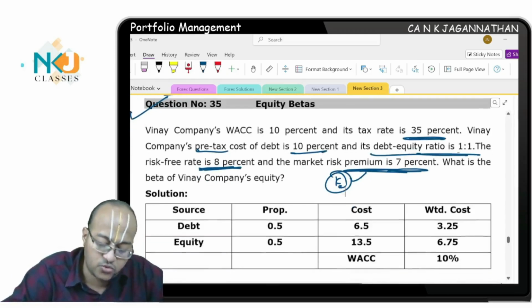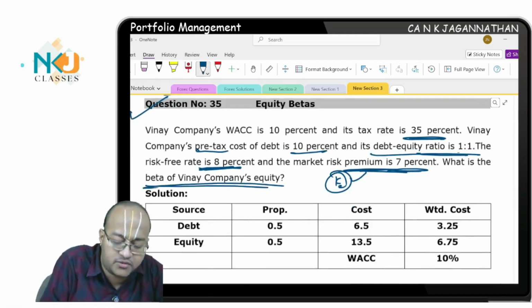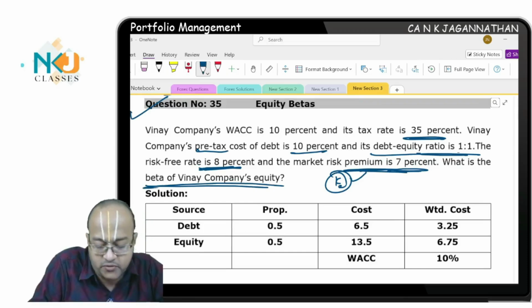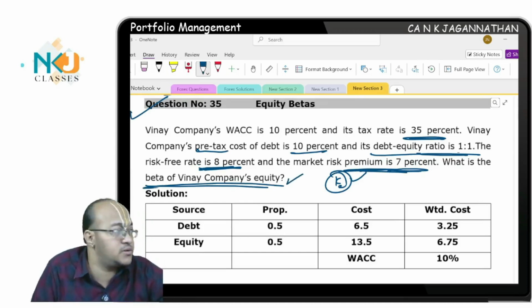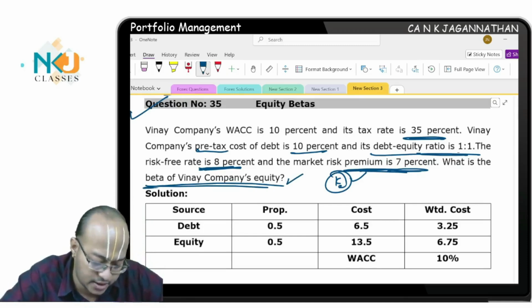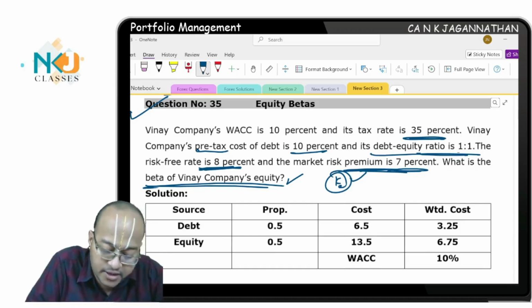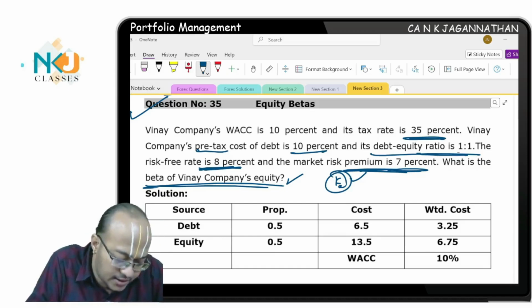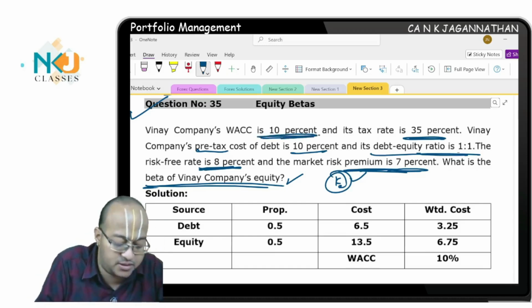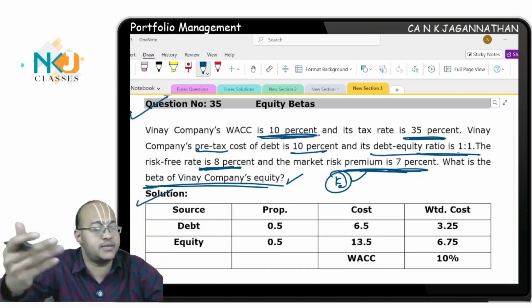So what is the beta of the company's equity? This is a reverse working question. You need to find out beta, but KE you will find out first, then you will find out beta. Are you understanding? How to find KE? WACC data is given. WACC is given as 10%, which means just substitute, and you will get the balancing number as KE.